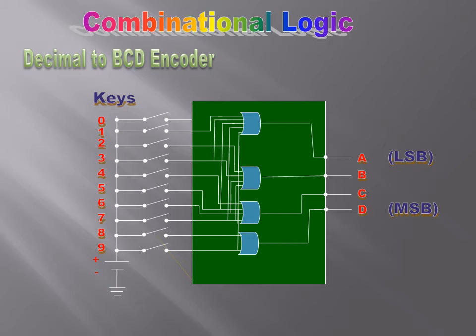So this sort of circuit which converts a particular event into an electronic code is known as an encoder circuit. So this is an encoder from decimal to BCD encoder. So we have the A being generated by the first OR gate, B generated by the second OR gate, C generated by the third OR gate, and D generated by the fourth OR gate.